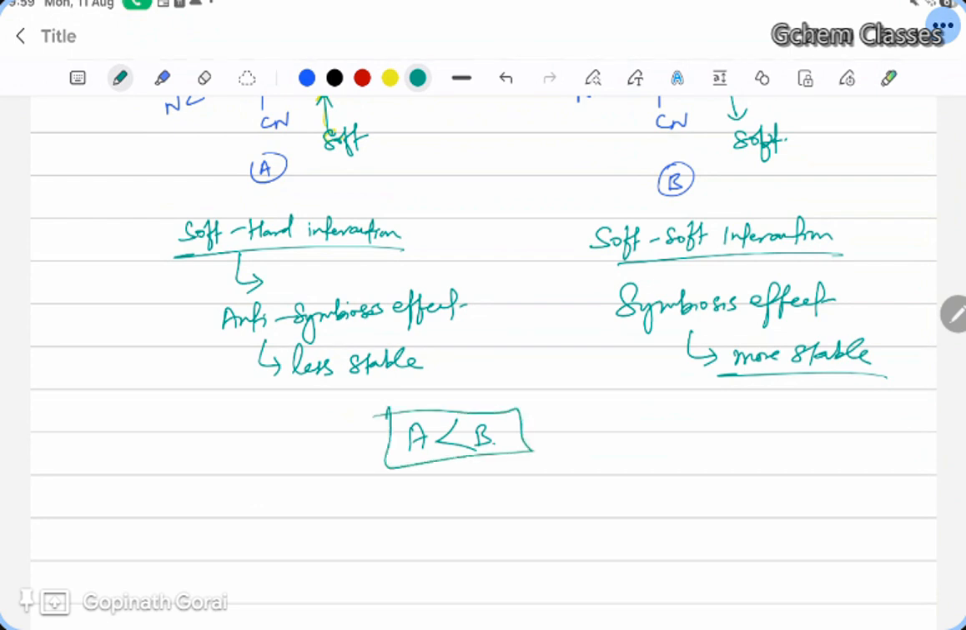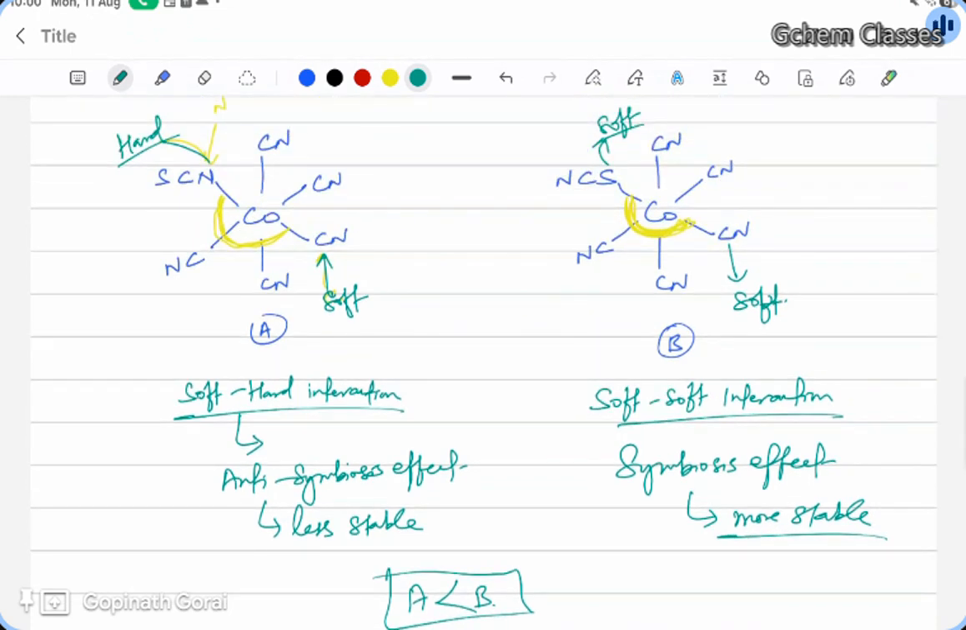Understood? So in the linkage isomerism, you will generally find this hard and soft interaction. Wherever the linkage isomerism will be there, this question will arise whether it is having symbiosis effect or anti-symbiosis effect. Which isomer is more stable, whether it is connecting through NCS or through SCN. So that connection you should be able to identify, right?